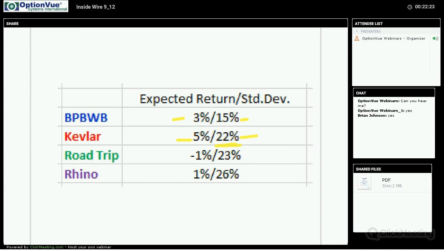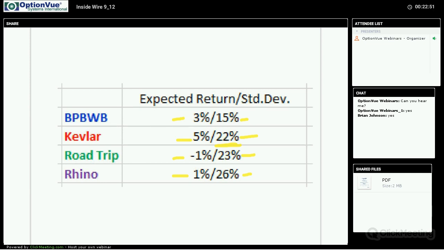So adding a call is something to take a peek at, as we move forward in my discussions with Frank and as we come into part 2. The road trip has a negative expected return and a much higher standard deviation. That's not good. And the Rhino had a smaller expected return and the highest standard deviation of all of them. All right, so that's the comparison of them all.